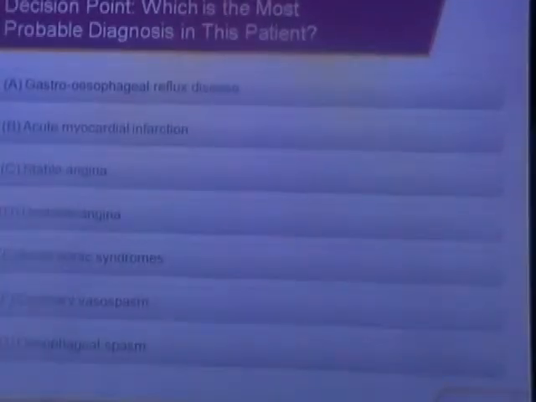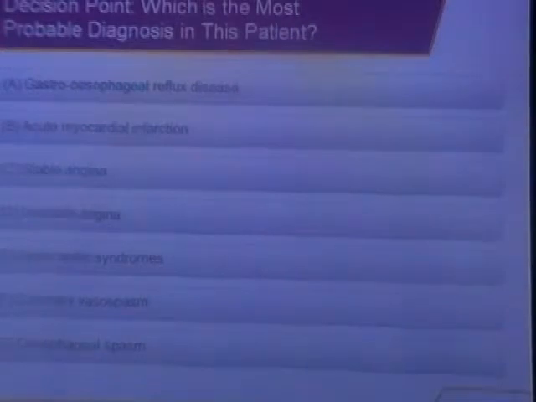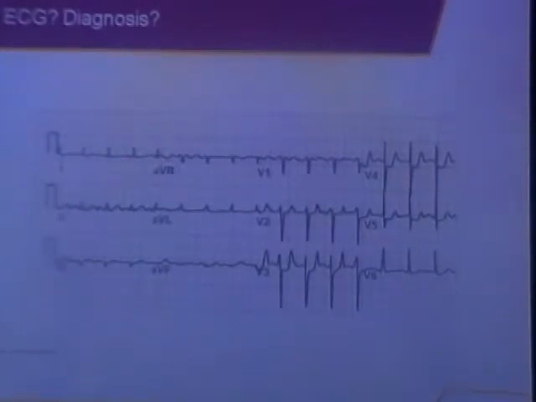So at this point, reflux, acute myocardial infarction, stable or unstable angina, acute aortic syndromes like dissection or rupture, coronary vasospasm, esophageal spasm, all of these come to our mind. Plus, of course, the most common musculoskeletal chest pains and things like that. So we look at the ECG, which I think should be the first test in such a patient. Dr. Siddharth, can you comment on the ECG?